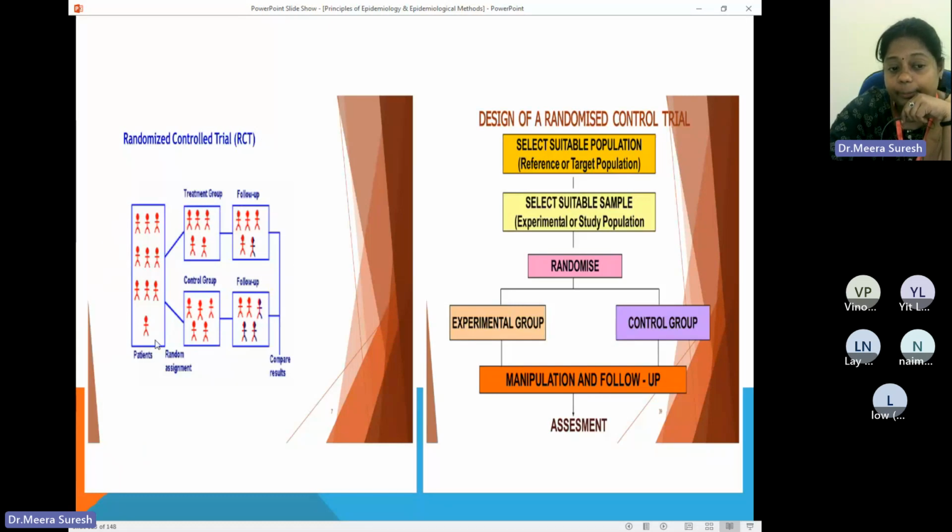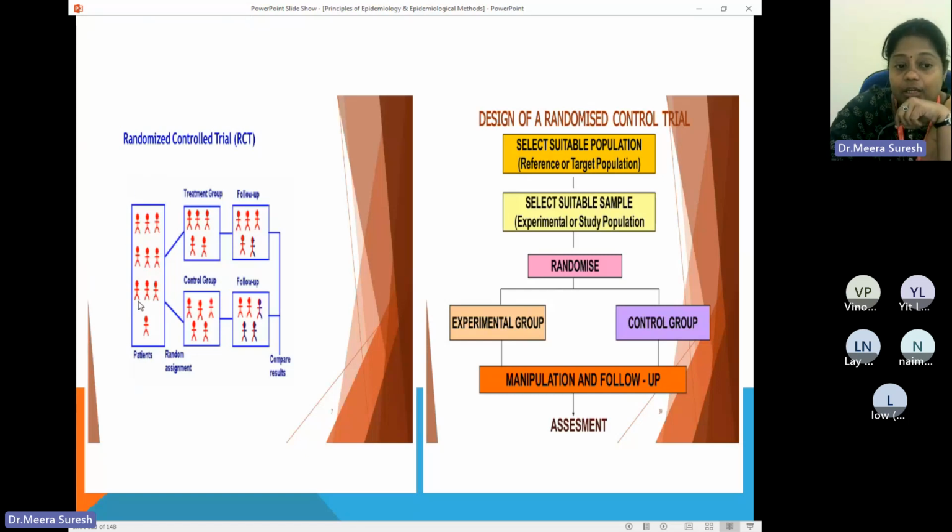You take a group of people. If it is a community trial, it won't be patients. It will be just the community, where there are healthy people also. But if you are going to try a medicine, like you want to try a group of people who have gastric ulcer and see the effectiveness of a particular antacid, then you take a group of patients who have gastric ulcer. So you can have a group of patients, or if it is a community trial or field trial, you will have a group of healthy people also. It depends upon what you are studying.